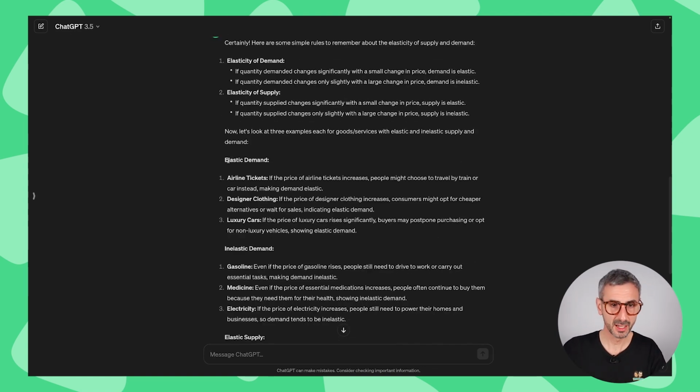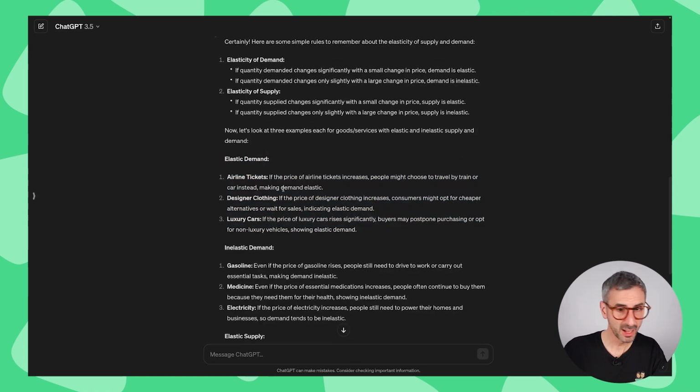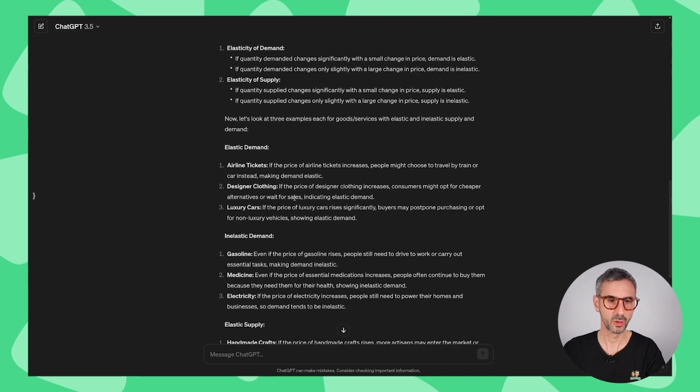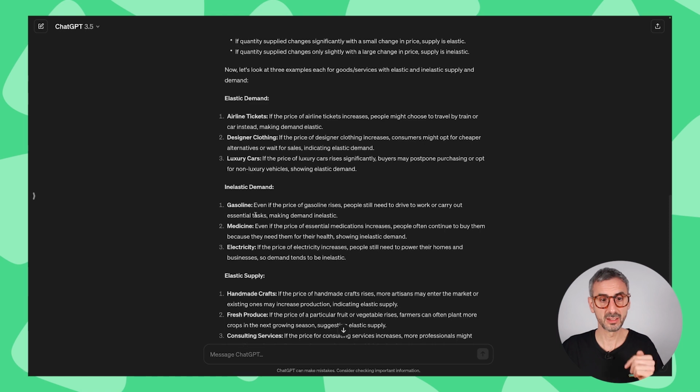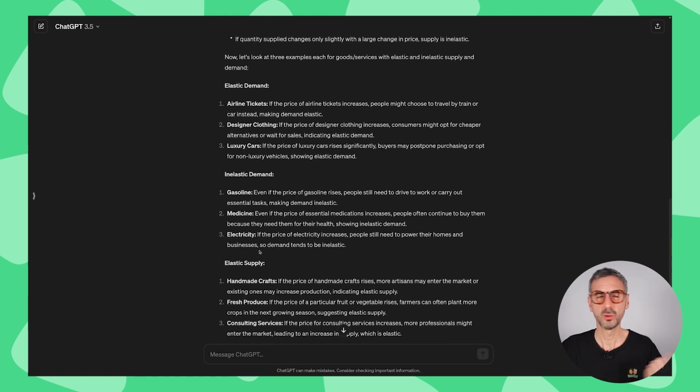And then it gives me my examples like I asked for. Airline tickets. If the price of an airline ticket increases, people might choose to travel by train or car instead, making demand elastic. Other ones include designer clothing, luxury cars. So when the price of these goods increases, people might turn to other alternatives, which makes the demand elastic. On the other hand, inelastic demand, things like gasoline, medicine, electricity, which are things that we absolutely need to survive or to live simply. So there is less elasticity in the demand because we still need to buy them.